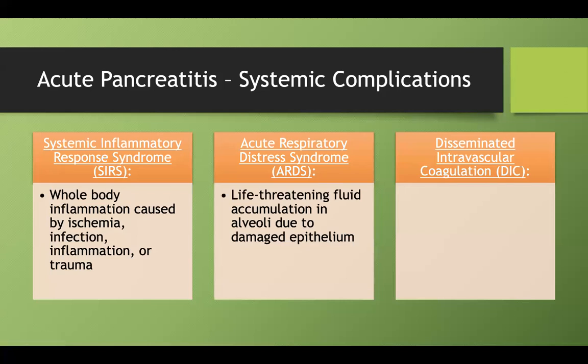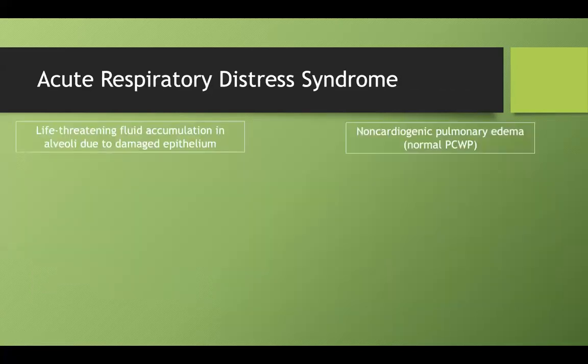ARDS is a life-threatening fluid accumulation in the alveoli due to damaged epithelium, and it'll cause a classic non-cardiogenic pulmonary edema. So let's talk about both of these concepts. On the left, we have our alveoli and a pulmonary capillary. We haven't talked about the lungs, but just note that you're at the very, very distal ends of all your lung sacs. You have these little grape-like clusters called alveoli.